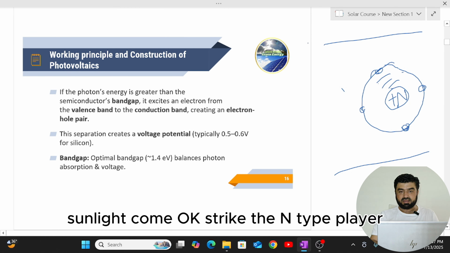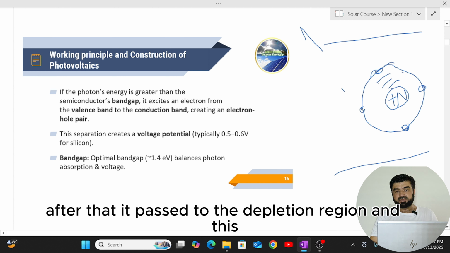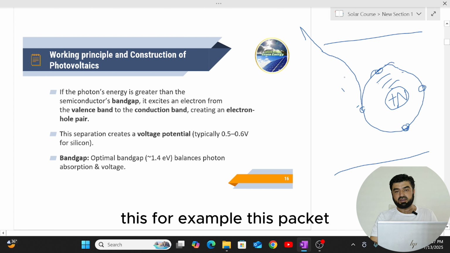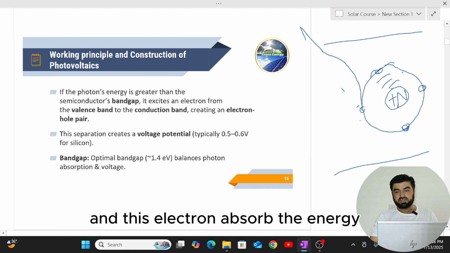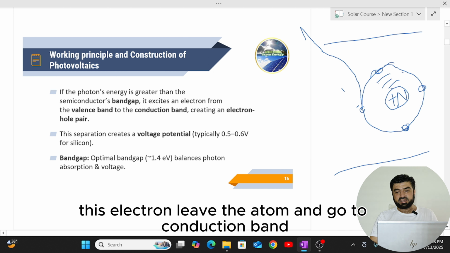Sunlight comes and strikes the n-type layer. After that, it passes to the depletion region, and for example, this packet, this photon, reaches this electron, and this electron absorbs the energy. So this electron leaves the atom and goes to the conduction band.